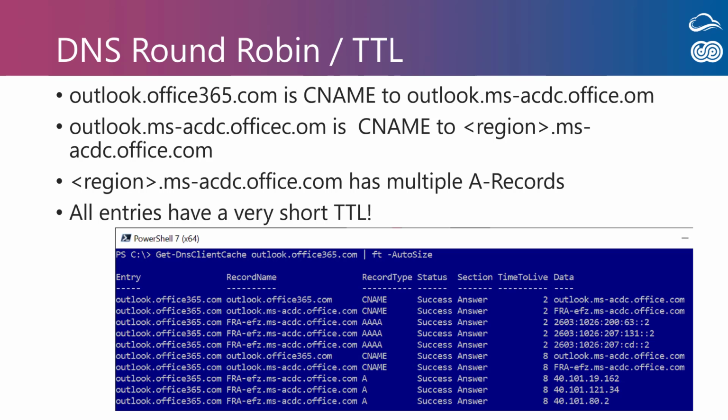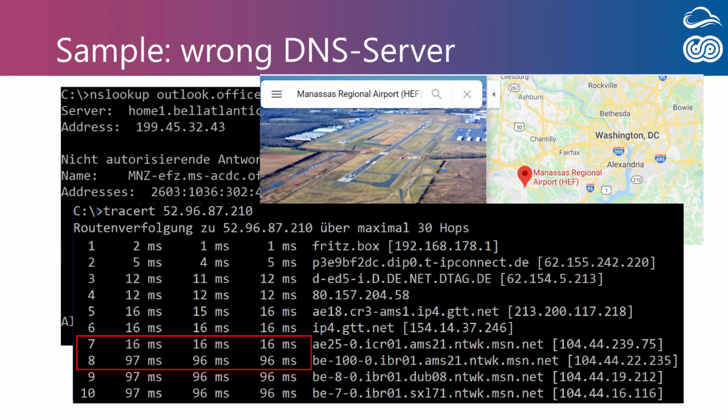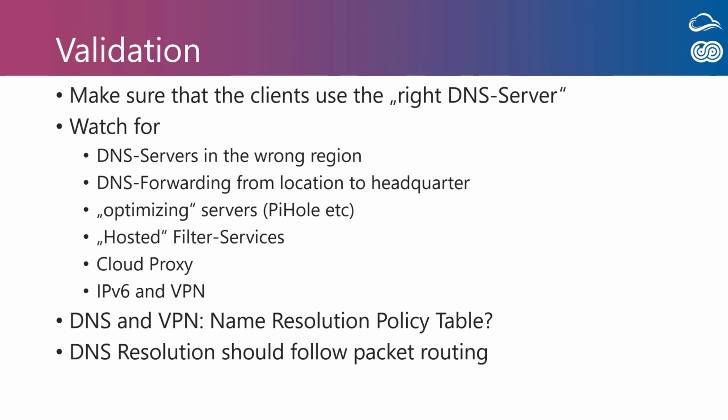Okay, that's my backup slides in case that something is not working here. So make sure that your clients are using the right DNS server, and make sure that your DNS resolution runs the same path as your IP routing is going. Watch out for VPNs, watch out for IPv6, check some optimizing stuff.